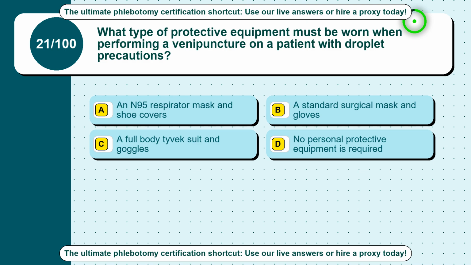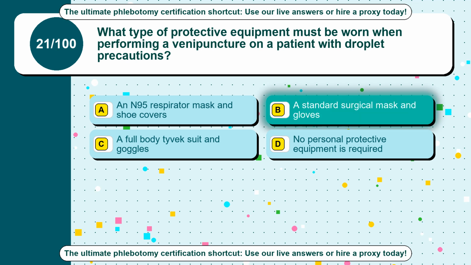Question 21. What type of protective equipment must be worn when performing a venipuncture on a patient with droplet precautions? Option A. An N95 respirator mask and shoe covers. Option B. A standard surgical mask and gloves. Option C. A full-body Tyvek suit and goggles. Option D. No personal protective equipment is required.